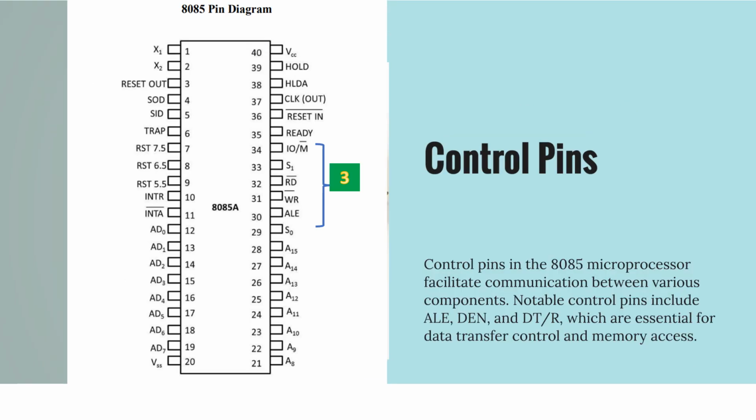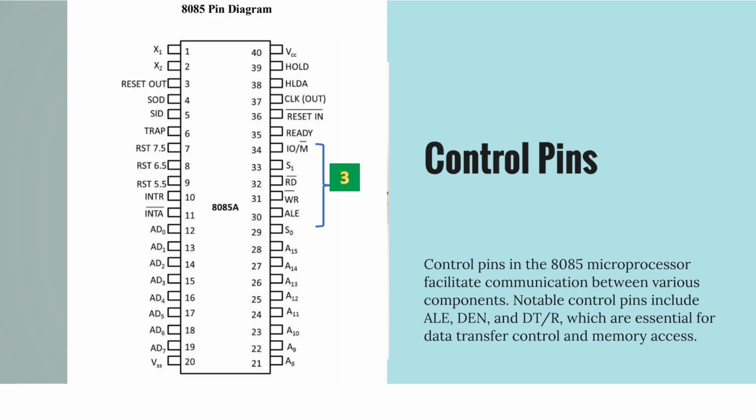The control pins in the 8085 microprocessor facilitate communication between various components. Here ALE, RD bar, WR bar and IO/M bar are the pins that come under the control and status pins. ALE means address latch enable, which indicates the lower order address is available on lines AD0 to AD7.